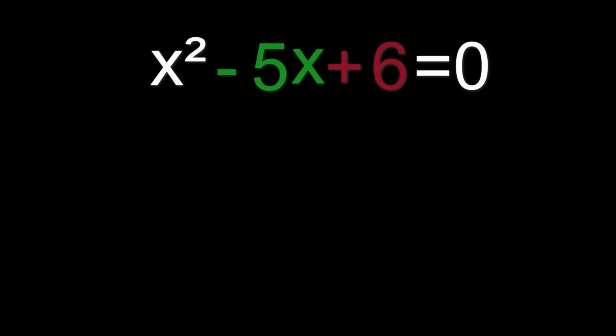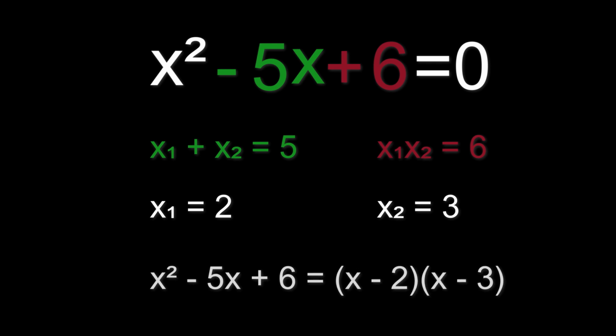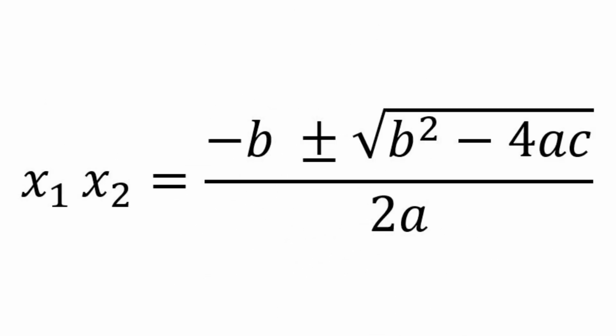So if you can quickly identify 2 numbers that multiply together to make capital C, and add together to make negative capital B, then factoring is the way to go. But if there's no obvious answer, you're going to want to consult the quadratic formula, which can be used to solve any quadratic equation. I'm now going to show you where that comes from.